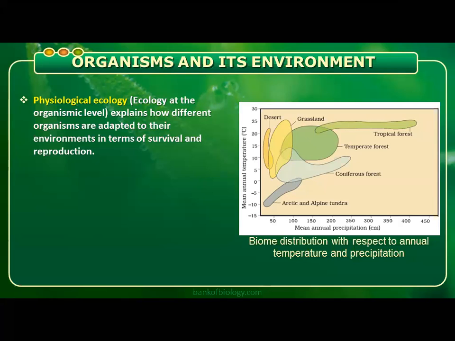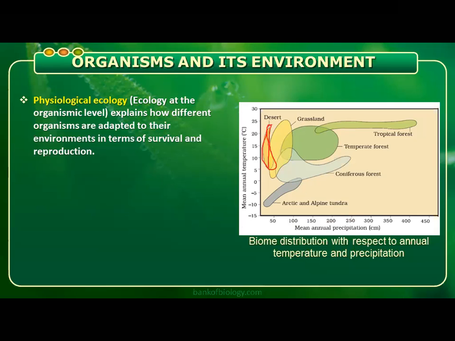So, you see here in the graph from the NCERT textbook, on one side we have mean annual temperature and on the other side mean annual precipitation in centimeters. Let us try to understand this particular diagram. You see here, this is a desert. I have drawn the desert here. The desert is given almost in a vertical way, isn't it?